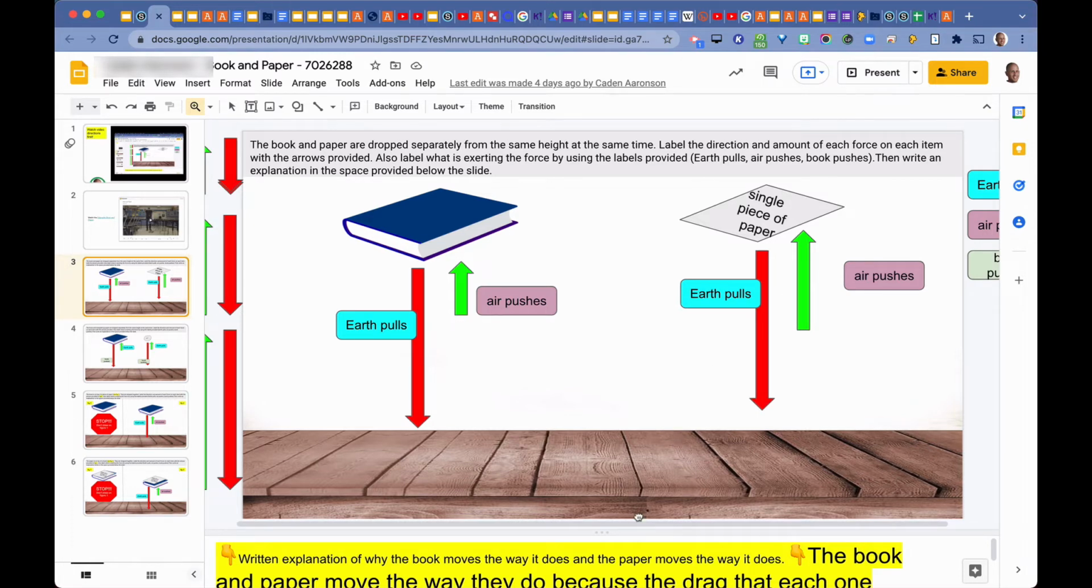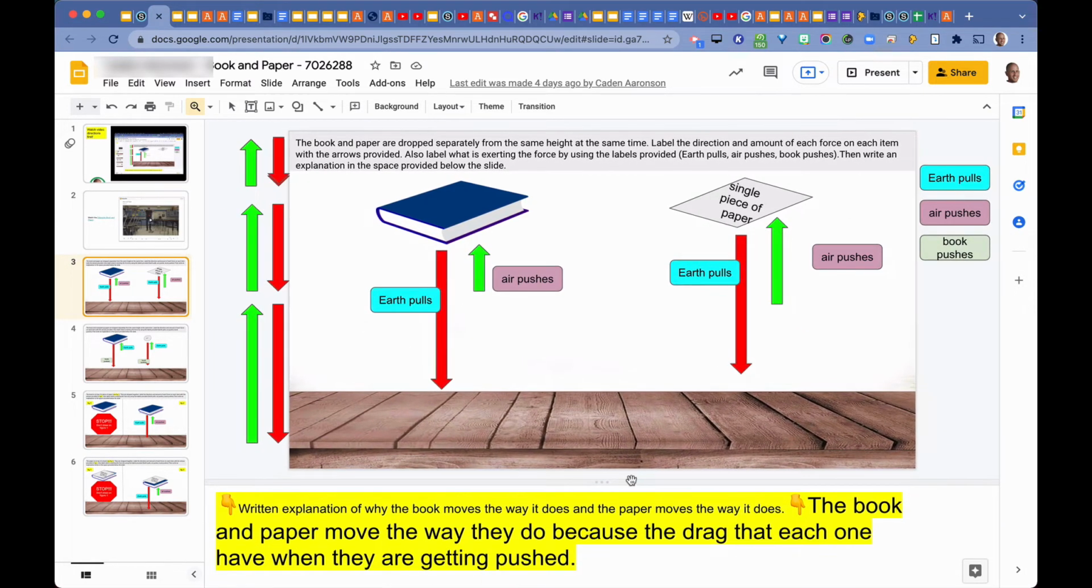And then down below here, they had to explain why the book moves the way it does and the paper moves the way it does. So they had to do that for when the single piece of paper and the book were separate, when the paper fell down at a much slower rate than the book did.